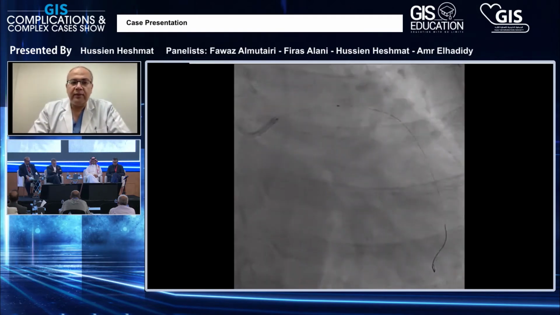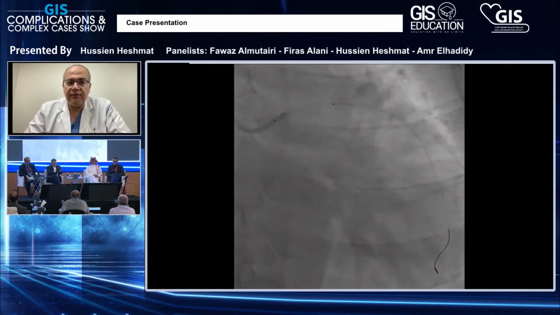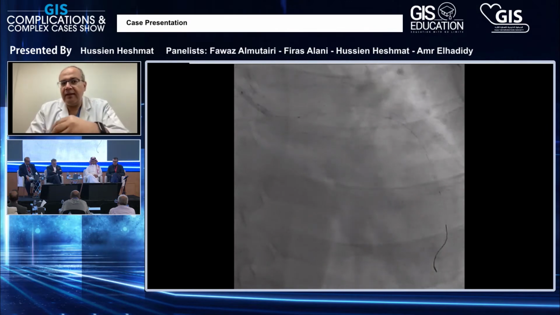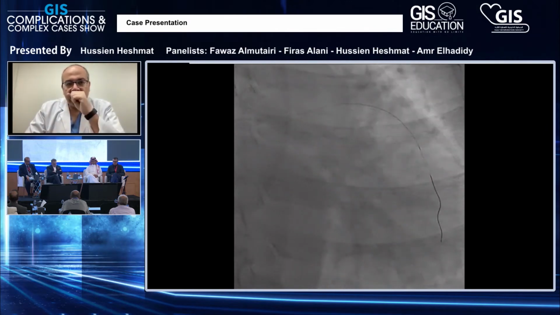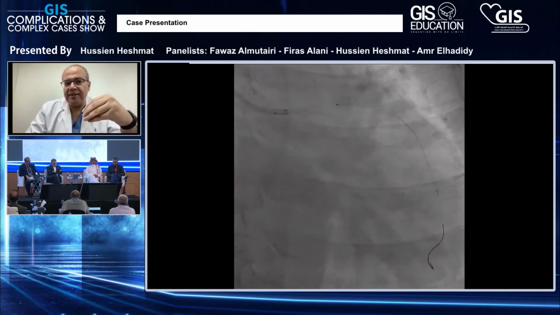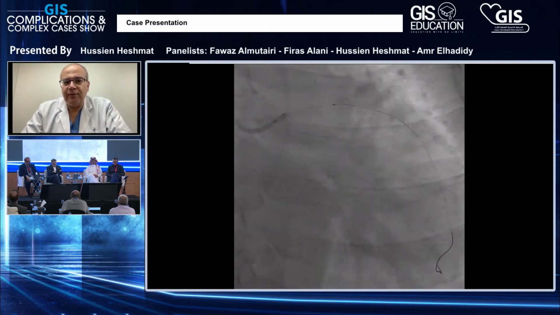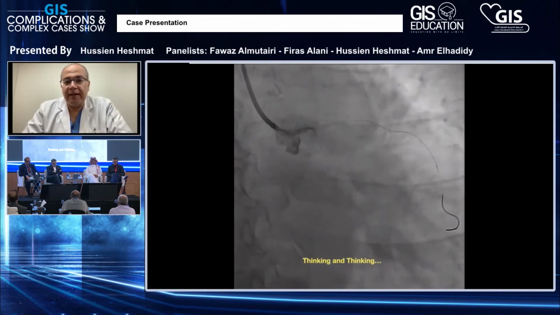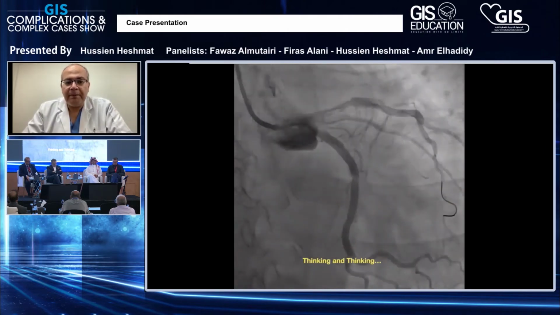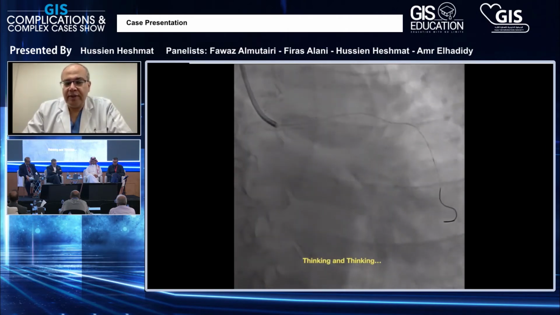So instead of forcibly pulling things out, we thought, let's try to take the balloon itself also out with the delivery system. And you see what happened here. The stent migrated significantly into the aorta, which was something out of the blue. And that was the situation here.